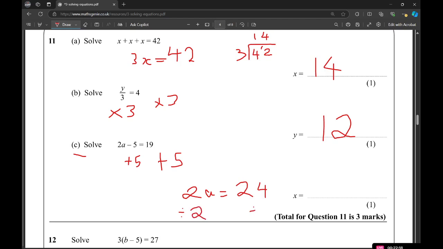So a equals 24 divided by 2, which is 12.